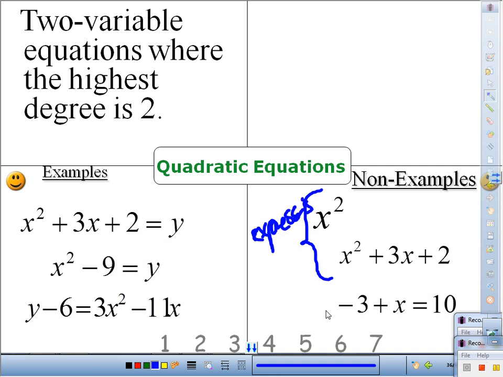All right, how about this one right here? Why is this one not a quadratic equation? Sophia? There's only one variable, that's one thing. What else? Pedro? The highest degree is not 2. What is the highest degree? 1. Therefore, what would be the name for this one? Okay. That is correct. Linear equation.